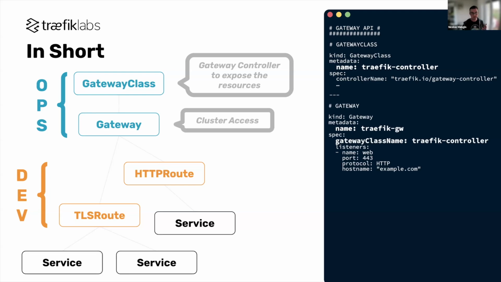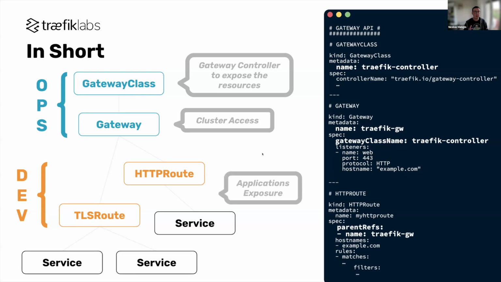The second kind of objects managed by the ops are the gateways. Gateway objects are central in Gateway API because they allow you to manage the cluster access to reach the application. So gateways are defined with a name, and using the option gatewayClassName, they refer to the gateway class. So here, every object attached to the gateway Traefik GW will be attached to the Traefik controller gateway class. It means that they will be exposed through an instance of Traefik. Still in the gateway, you define what we call a listener. The listener has a port to listen on to catch the requests and redirect them to your pods. So here we have named the listener web, on port 443 for HTTP, and every request for the hostname example.com can be handled by this gateway.